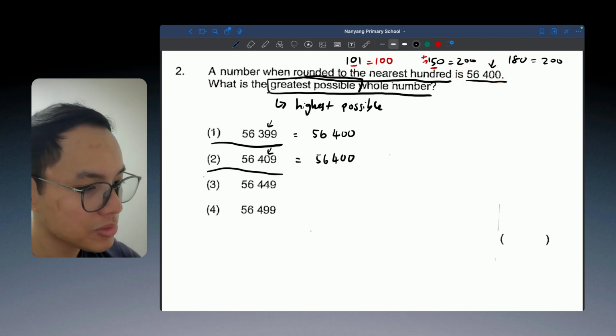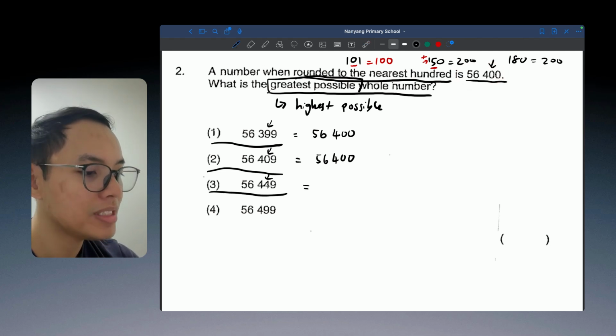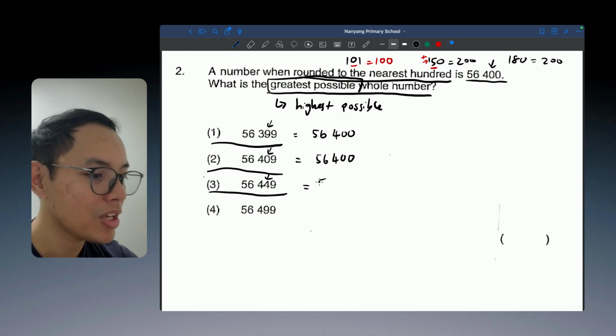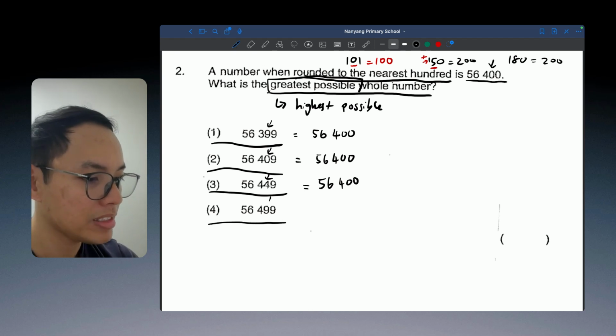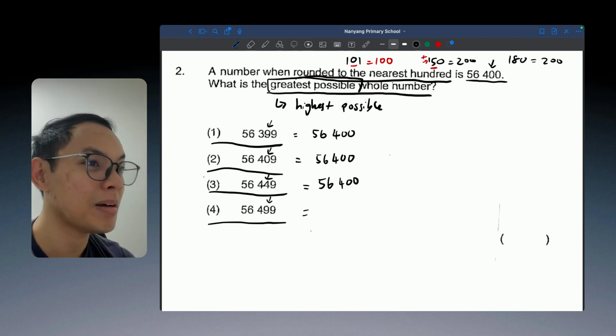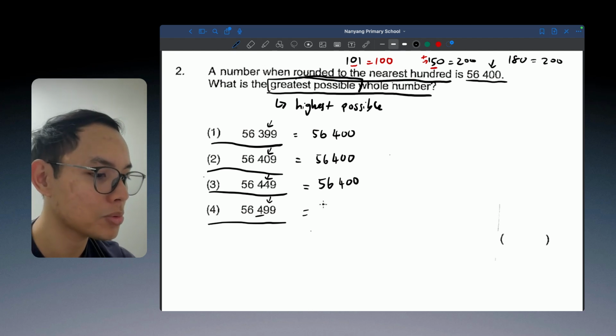Okay, so the next one, 56449. We see the 10th place is number 4. Is number 4 less than number 5? Yes. So that means if we round to the nearest 100, this will be 56400. And the last one, 56499. We see the 10th place is number 9. That means we need to round up the number 4. So we plus 1, and it will be 500.